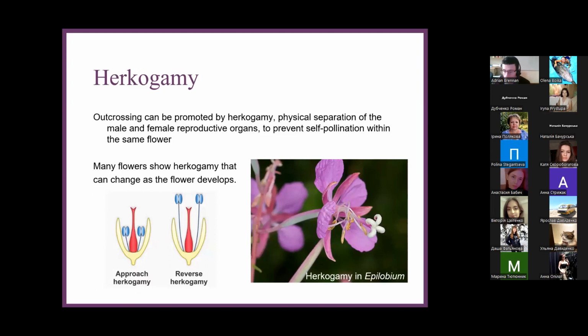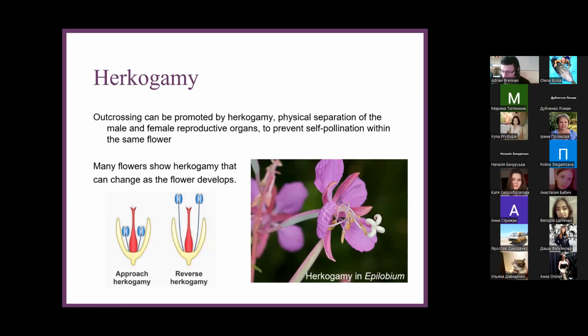In addition to separation in time, we can have separation in space, which is called hercogamy. Again, this is about separating the male and female organs within the flower in such a way that it discourages self-pollination but encourages cross-pollination. Here's one typical example. The lengths of the floral organs might differ. If you show approach hercogamy, you might have the female organs longest. So if insects are arriving from the front of the flower, they'll come in contact with the female organs first. If they are carrying pollen from other flowers, that will hopefully transfer at that point.